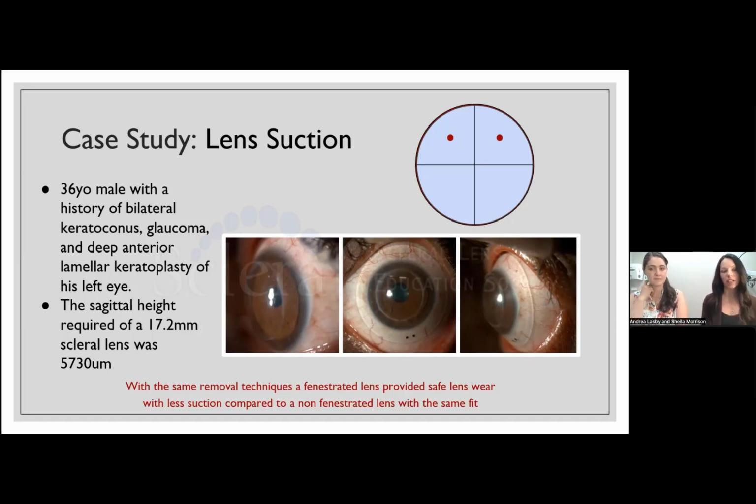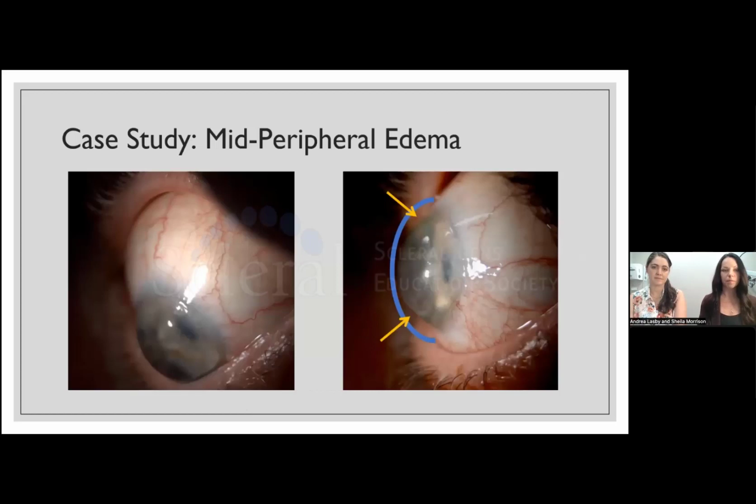These patients, I don't even mess around. Anybody that has a PKP, anybody that has any issues with feeling like there's lens suction after their first lens, I'm fenestrating everything, and it really helps to reduce that suction feeling and increase safety of the lens fit.